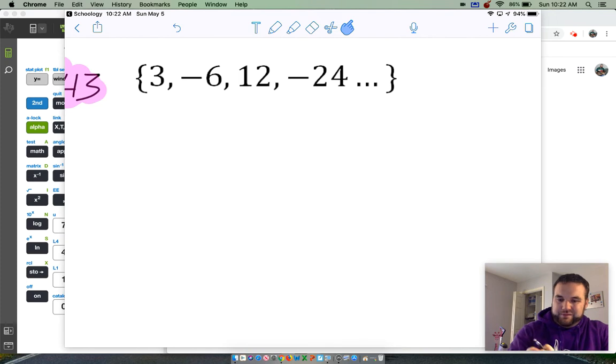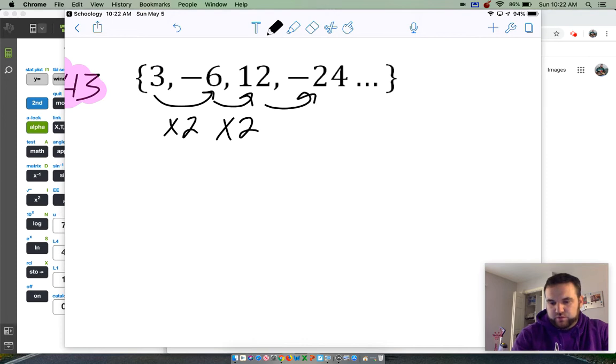Here, I see that the pattern is not adding because it's flipping from positive to negative, but from 3 to negative 2 is multiplying by 2, negative 6 back to positive 12, times 2, times 2. So we see that the pattern is multiplying. We're multiplying by negative 2, and that's why it's switching from negative to positive. So negative 2 times negative 2 times negative 2.